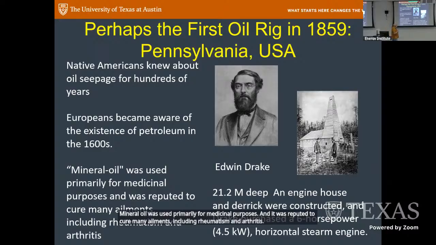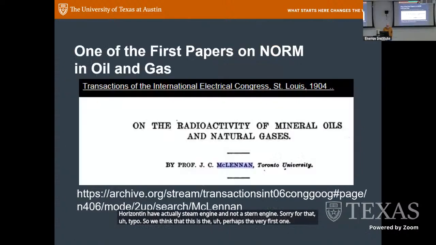And here's a picture of Edwin Drake. He had a well 21.2 meters deep. An engine house and derrick were constructed, and Drake purchased a 6 horsepower, or more commonly known as 4.3 kilowatts, horizontal steam engine. Sorry for that typo, it should be steam engine. So we think that this is perhaps the very first one in the world.